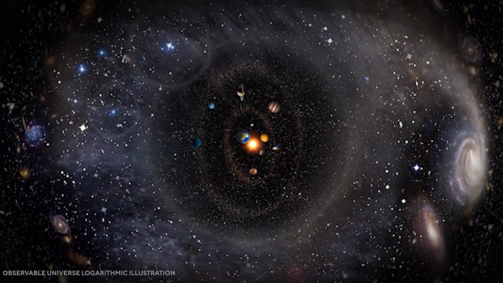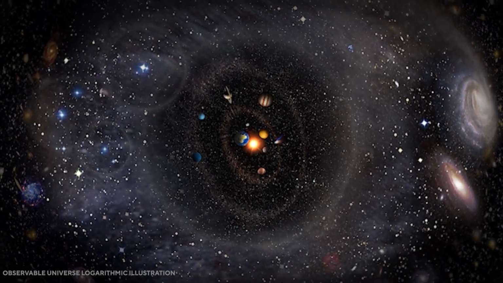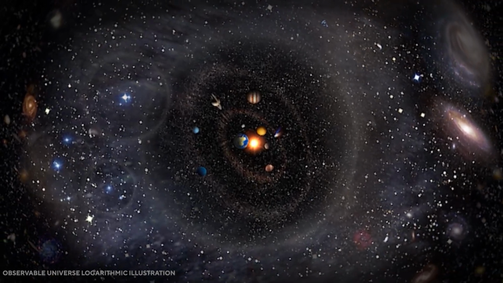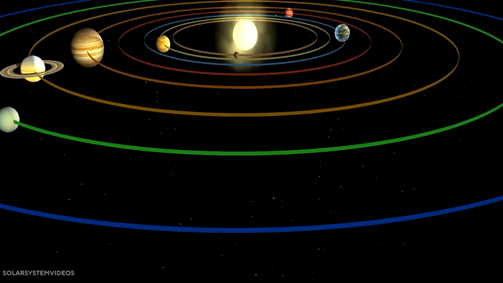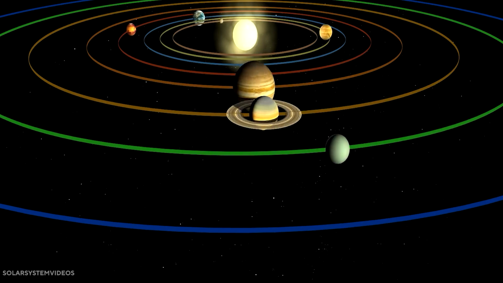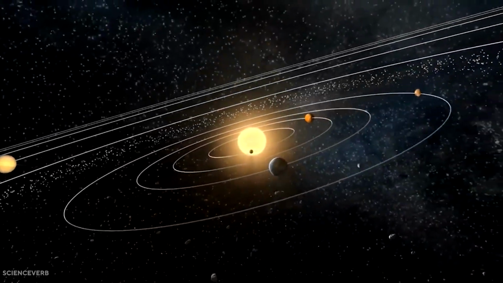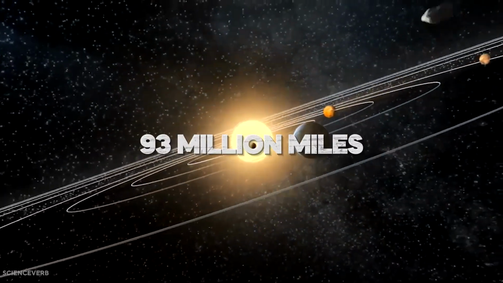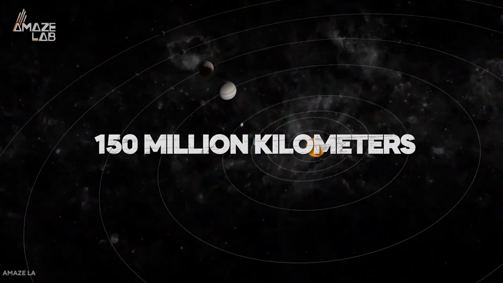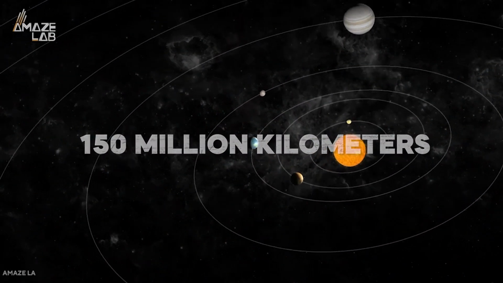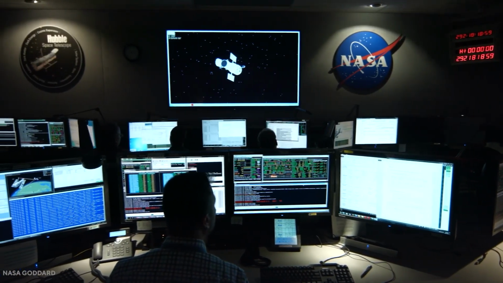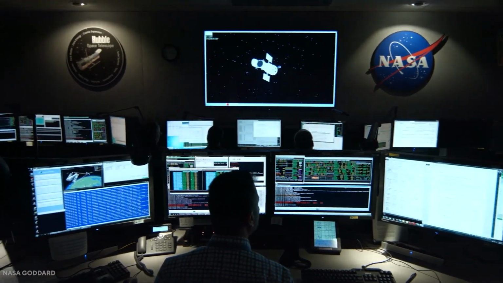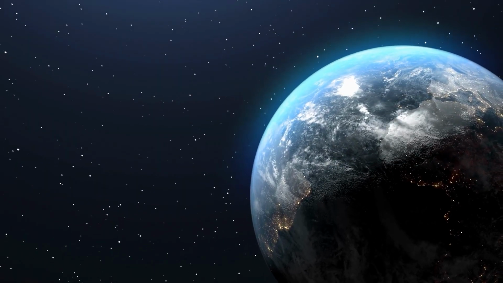Our Sun is one of the billions of stars in our own Milky Way galaxy. The Sun is the center of the solar system, no surprises there, and the solar system revolves around the Sun at an average distance of 93 million miles or 150 million kilometers. For decades, scientists have been looking for an explanation as to how life came about.